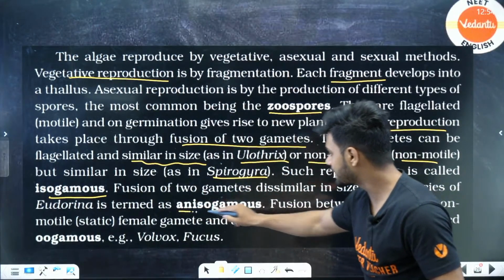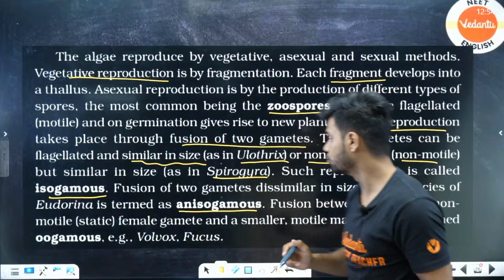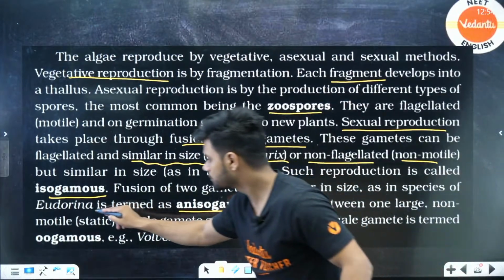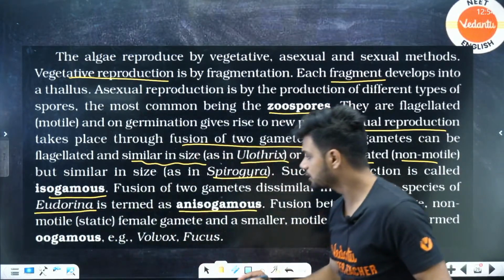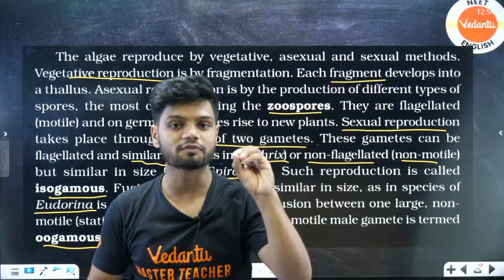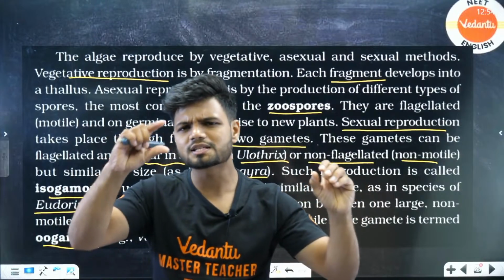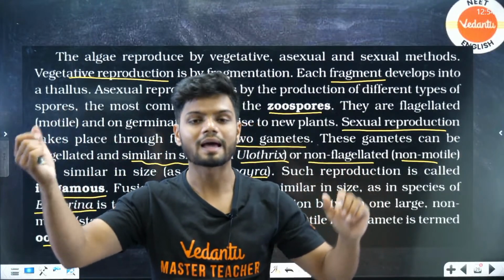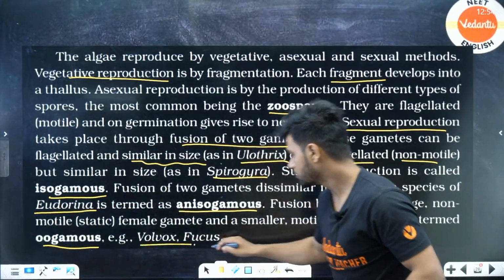Then we learnt about anisogamy. Example was Eudorina. Then we learnt about oogamous, in which one is the bigger gamete, that is going to be female gamete, which is non-motile. One is a smaller gamete, which is motile. Example was Volvox and Fucus.